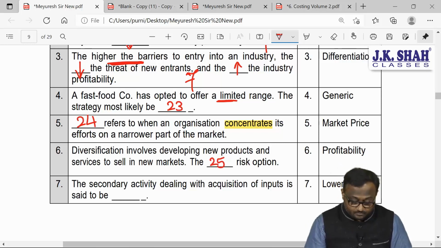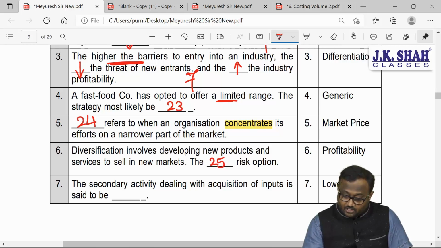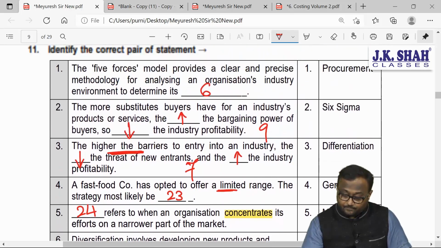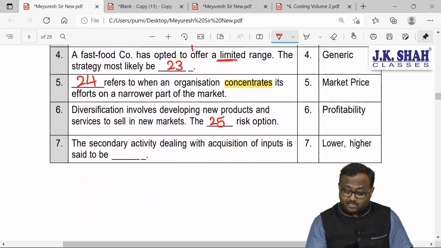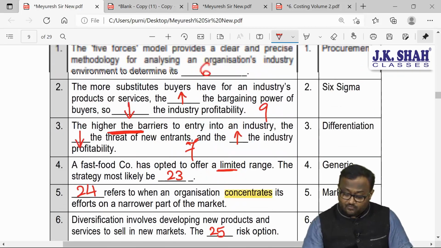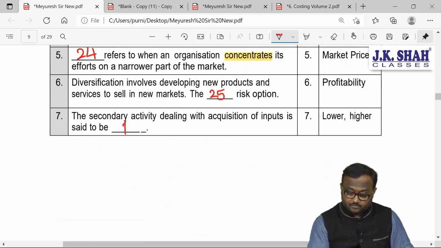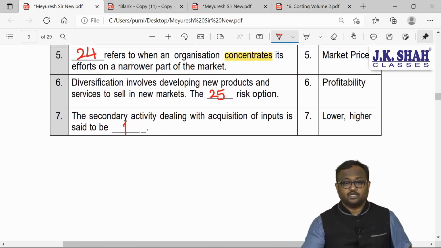So high risk. The secondary activity dealing with acquisition of input is said to be secondary activity. Acquisition of input is procurement. Acquisition of input is purchase, procurement.